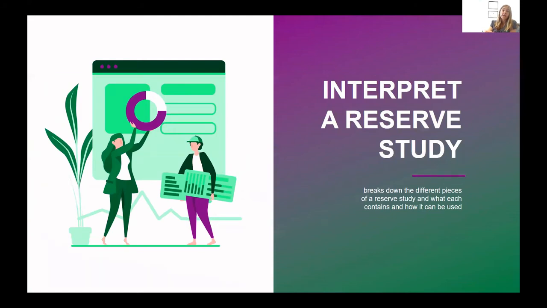So after you've facilitated the meeting and the inspection, the engineer goes back. Your part is really done. The engineer goes back to the office, crunches the numbers, puts together this full report, and then you'll get it over email typically, and a hard copy as well if you'd like. So now that you receive it, how should you interpret it?